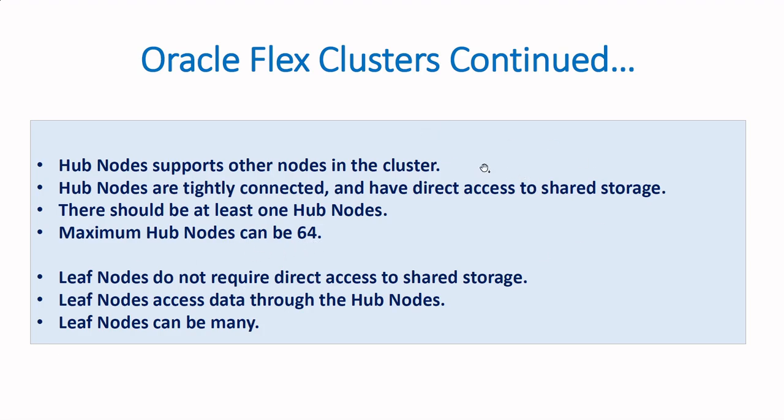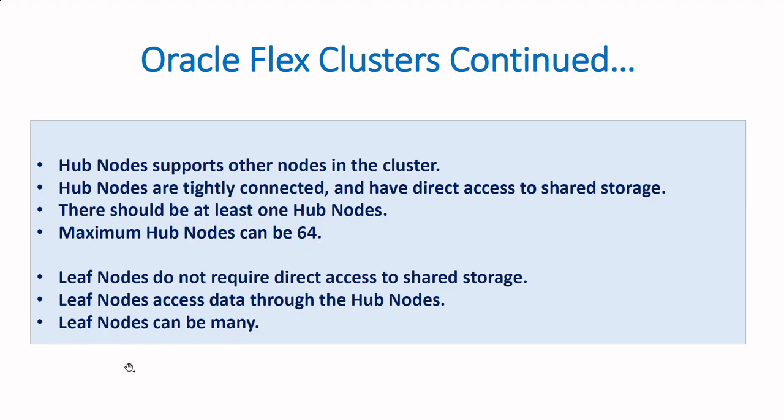Leaf nodes do not have direct access to the storage. Leaf nodes use the hub nodes to access the storage. So leaf nodes access the data through hub nodes, and you can have many leaf nodes.